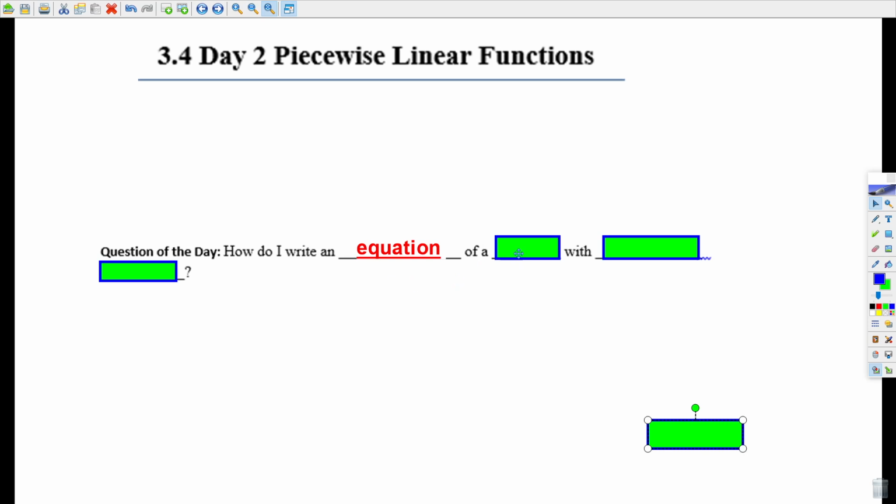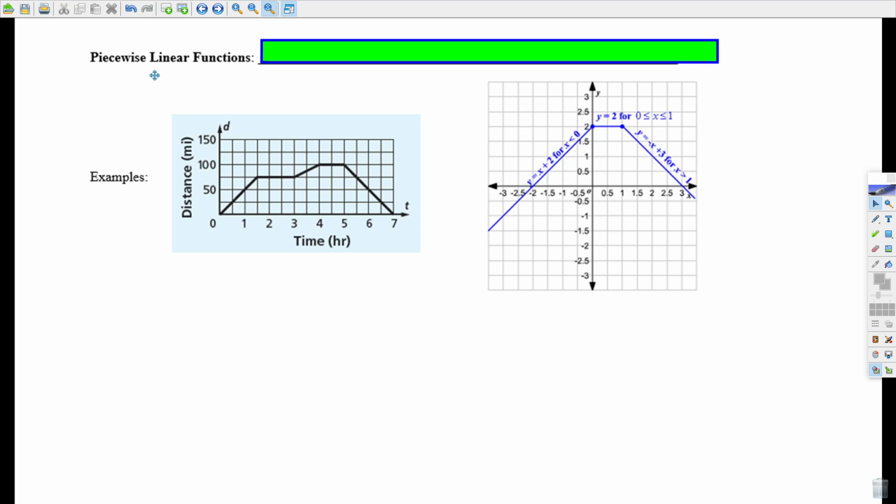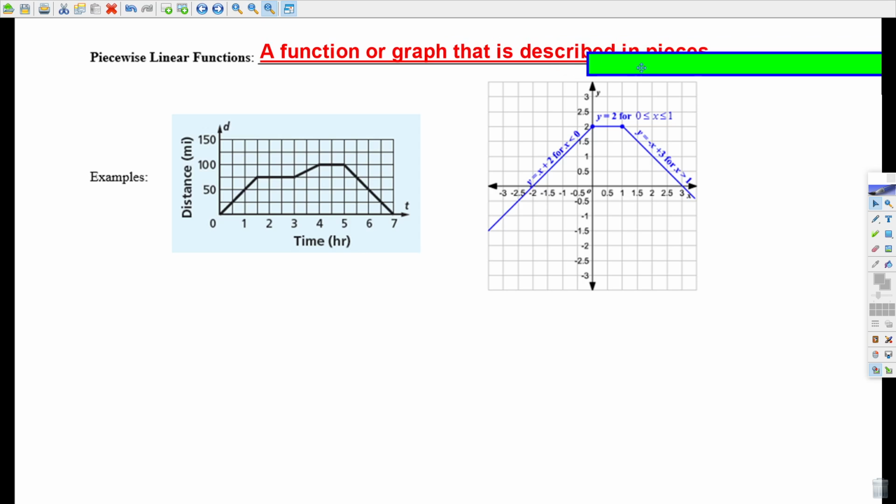So how do you write an equation of a graph with multiple slopes? Now it's not just going to be one line or one equation going through 2 points. It's going to be a little different. We're going to see if we can do it with an actual graph that changes slope. This is called piecewise. So a piecewise linear function, what is it? It's just a function or graph that is literally described in separate pieces.